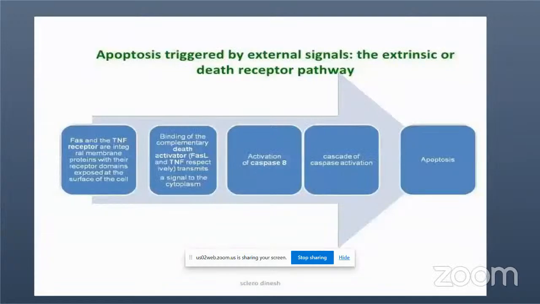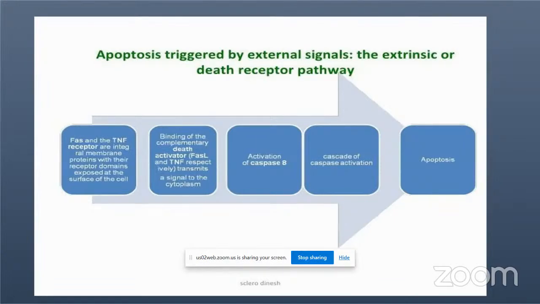Then the next one is apoptosis triggered by external signals. Some cells respond to external signals. Here, what is it? The extrinsic or death receptor pathway. This is the diagrammatic representation. I will show this in this figure.